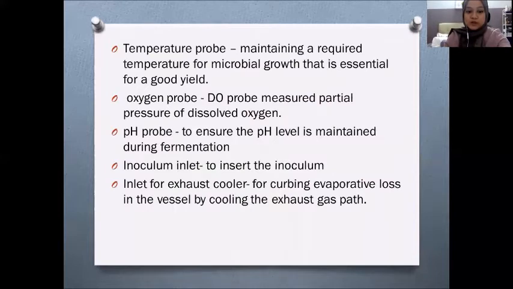So what is temperature probe? Temperature probe is to maintain a required temperature for microbial growth that is essential for a good yield. Oxygen probe is dissolved oxygen, to measure partial pressure of dissolved oxygen. pH probe is to ensure the pH level is maintained during the fermentation. Inoculum inlet is to insert the inoculum, and inlet for exhaust cooler is for curbing evaporative loss in the vessel by cooling the exhaust gas path.